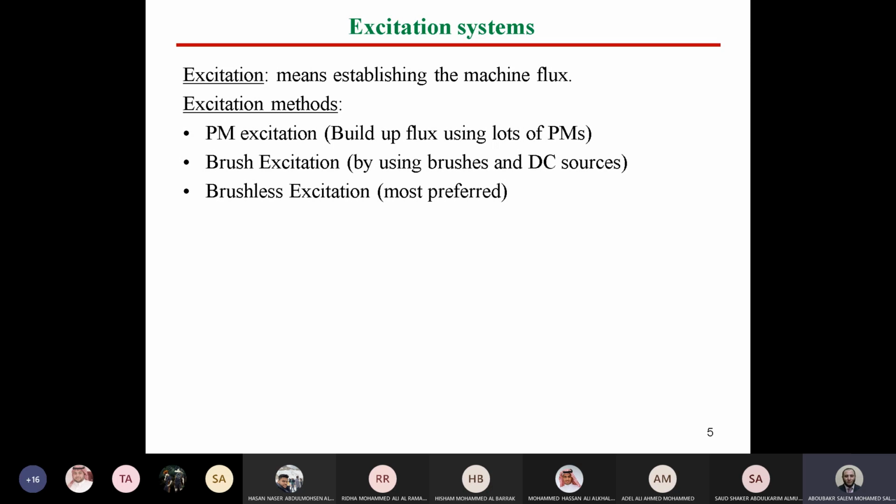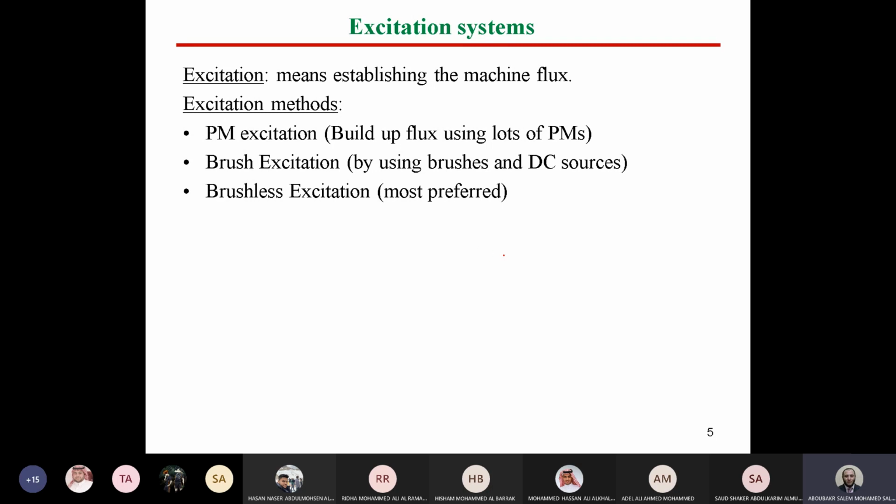Why? Because brushes need maintenance all the time. You have to check the brushes all the time. Otherwise, it may cause an accident. You know the brush. What is the brush shape, do you know? I think it's made of carbon. Yes, it's made of carbon, exactly.